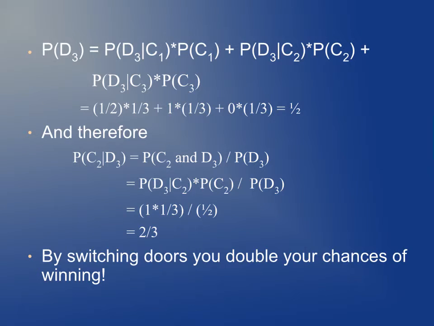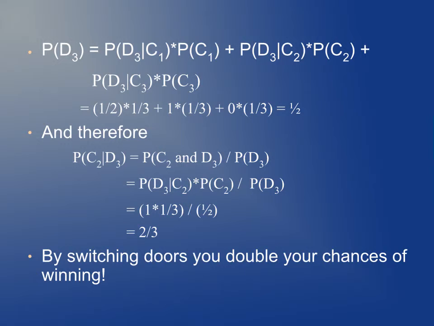That's equal to 1/2. If the car is behind door 1, then the host has a 50-50 chance of opening door 3 because he'll open either door 3 or door 2. If the car is behind door 2, then he'll open door 3 with probability 1 because he will never open door 2, since it has the car behind it. And similarly, if the car is behind door 3, he'll never open door 3 because it has the car behind it. So you sum up those probabilities, and it ends up being 1/2.